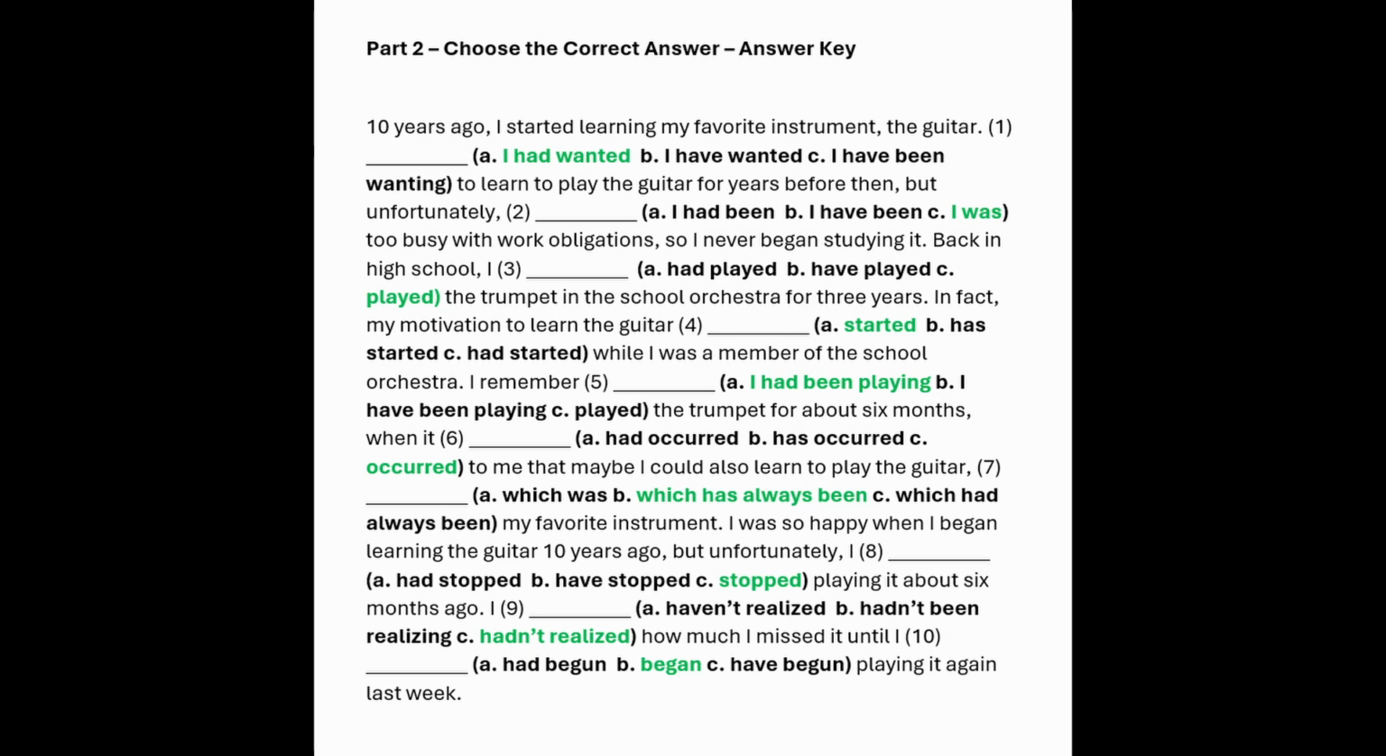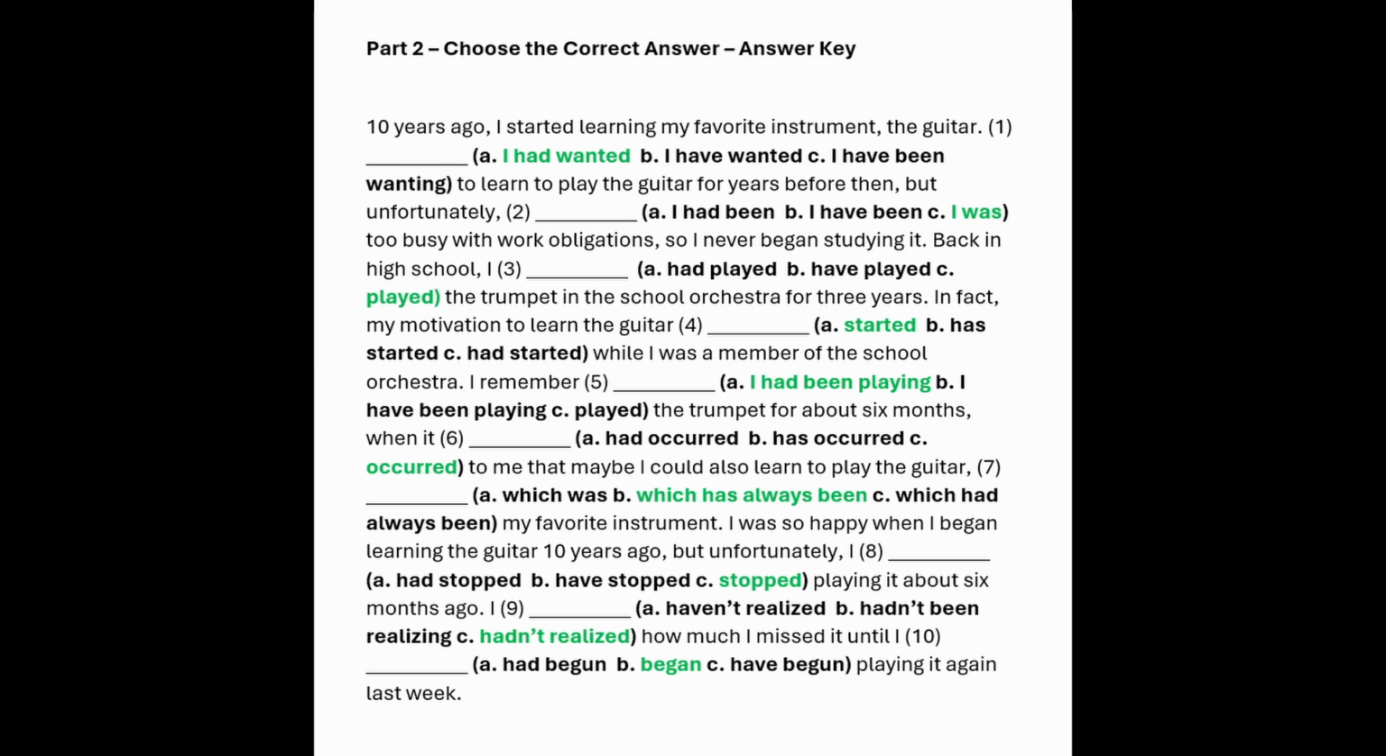10 years ago is finished, right? So we don't want to say I have wanted or I have been wanting because that's the present perfect, and that implies that it continues into the present. But this does not continue. This is 10 years ago. That's a long time ago. So we should say I had wanted. Okay. Now, when you say I had wanted, right, that's past perfect tense.